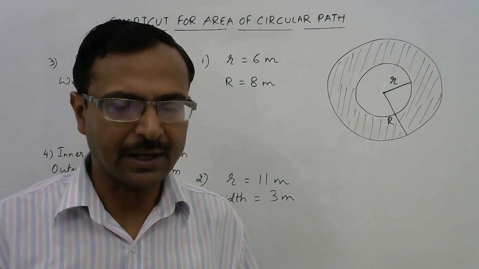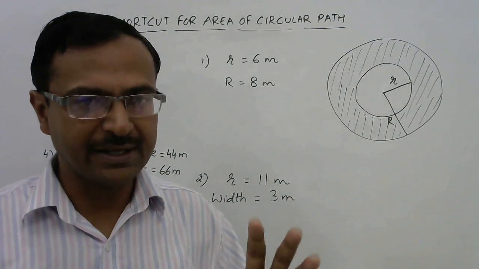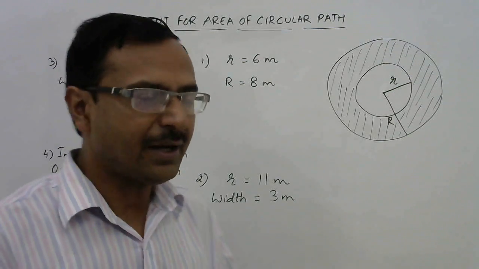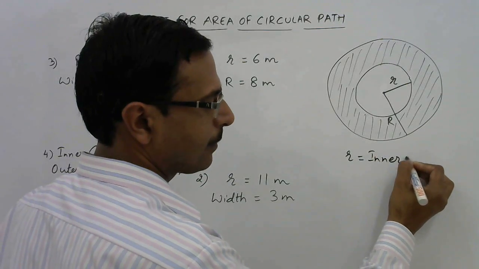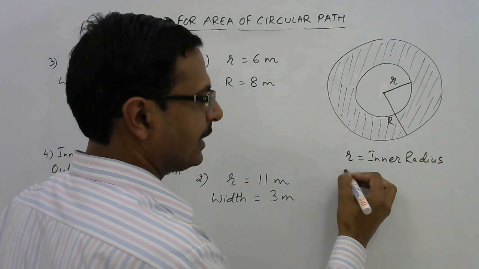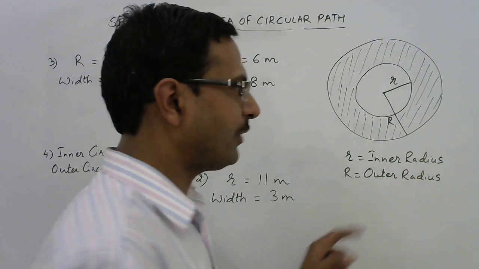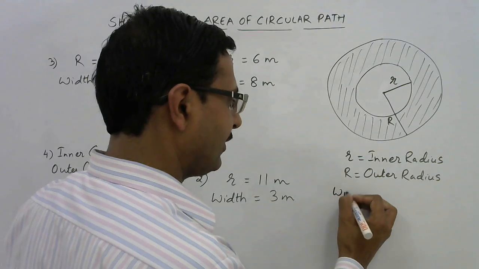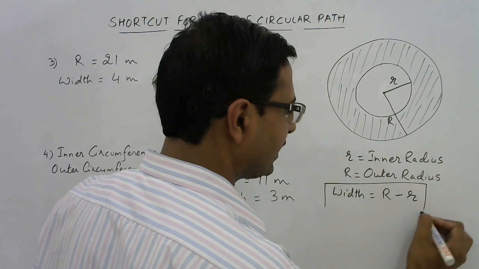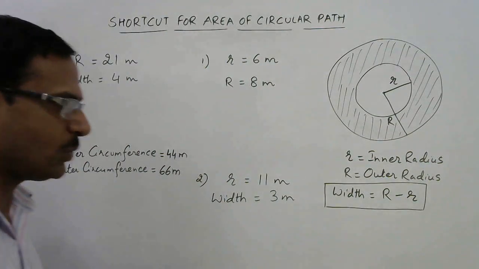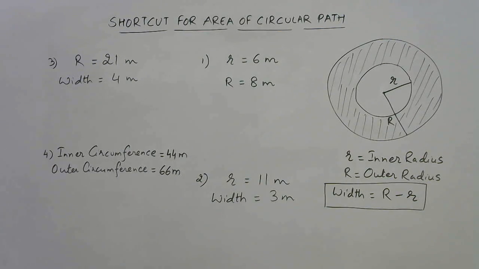We need to understand one or two basic things here. The first thing is that a circular path is formed by two circles having the same center, and it has two radii. The small r represents the inner radius and capital R represents the outer radius. Whenever you have to find the width of the path, the width of the path is outer radius minus inner radius. This is one thing you have to remember for this video, because here also we are using this formula for width.